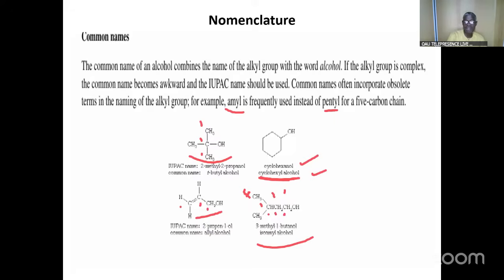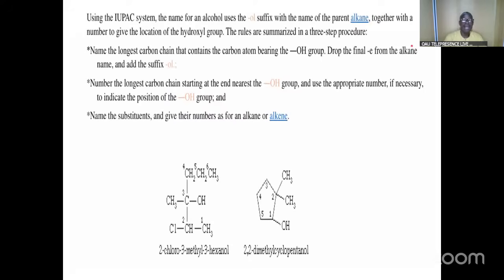Since it has a 5-carbon chain, 1, 2, 3, 4, 5, even though the 5th carbon is a methyl substituent, it can also be called isoamyl alcohol. Isoamyl alcohol.